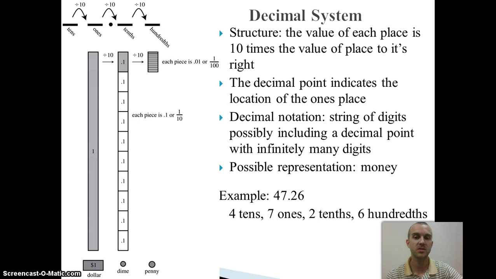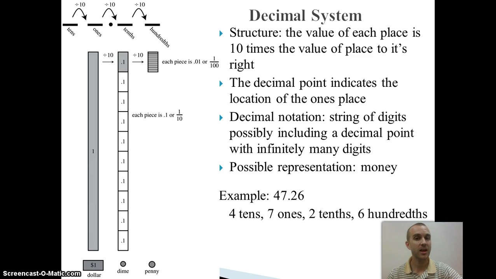So that decimal point is going to help us indicate where the ones place is. The decimal is always to the right of the ones place. So when we talk about decimal notation, we're talking about any string of digits, whether or not there's a decimal point there, and it can be an infinite number of digits as well. So if I write 427, that's decimal notation even though I don't include that decimal point. But if I have 427 and 35 hundredths, again, that's decimal notation if I write it with that decimal point.